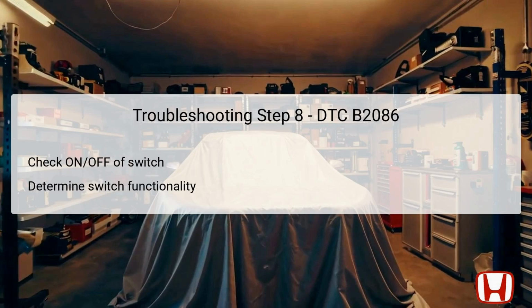The eighth troubleshooting step involves checking the on-off status of the right power slide door full latch switch as indicated in the data list. This check is vital for determining if the latch switch is functioning correctly. If the information indicator shows off when the door is closed, it implies a fault in the latch mechanism.